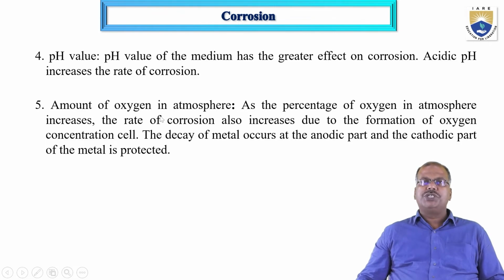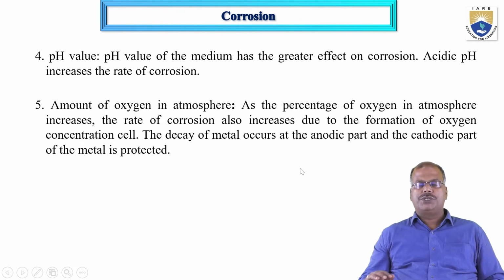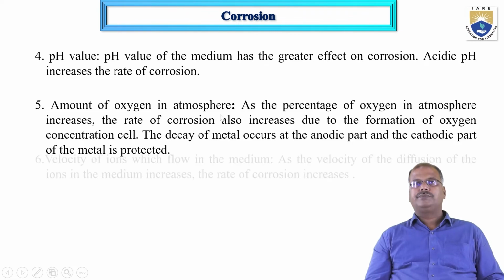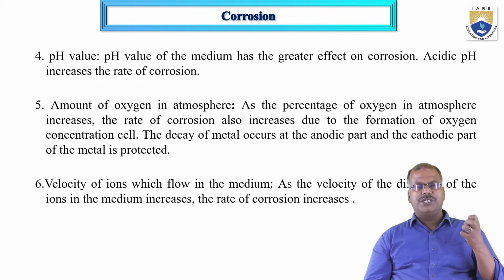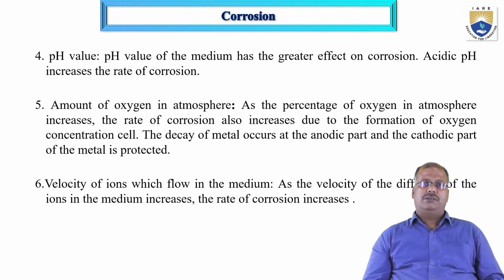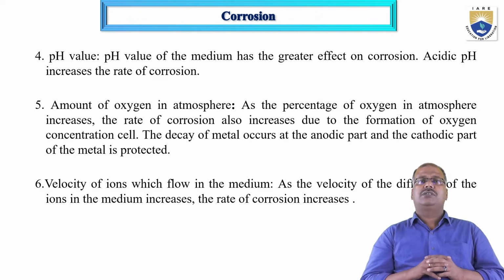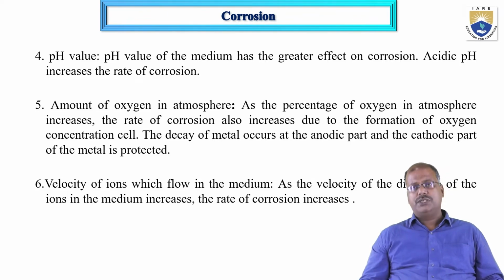Obviously, amount of oxygen in the atmosphere. As the percentage of oxygen in the atmosphere increases, the rate of corrosion also increases due to the formation of oxygen concentration cell. Velocity of ions which flow in the medium. Velocity of the diffusion of ions in the medium. For example, oxygen is diffused into the metal. So if the velocity of ions is more, then also the rate of corrosion increases.